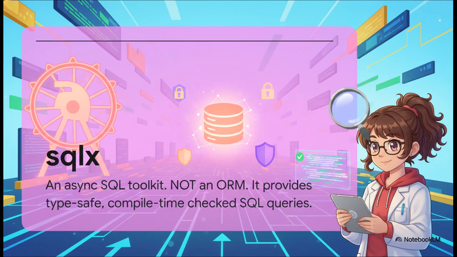And for talking to our database, we've got SQLx. Now, listen up, because this is super important. SQLx is not an ORM. It's not trying to hide SQL from you. Instead, it's a toolkit that lets you write actual, honest-to-goodness SQL, but, and this is the magic part, it gets checked by the Rust compiler at compile time against your real database schema. It's like having type safety for your database queries.